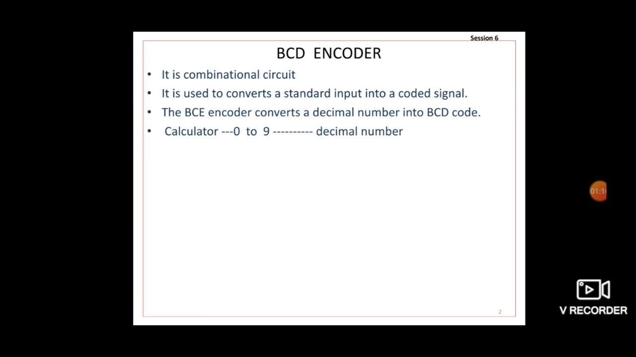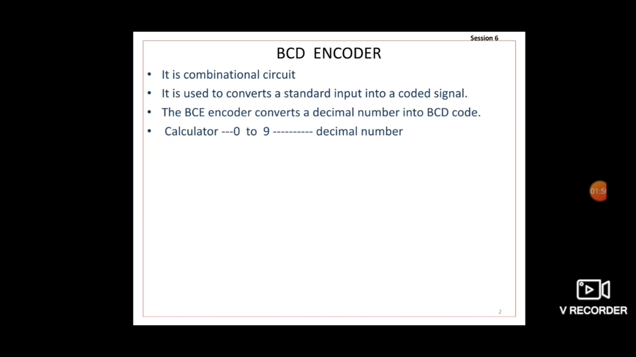Encoder is used in calculator. Okay, it is used in calculator. It is one kind of digital circuit. So in digital circuit we always work with numbers from 0 to 9. So student, all of you know the calculator. Calculator is used to perform operations like addition, subtraction, division and multiplication.